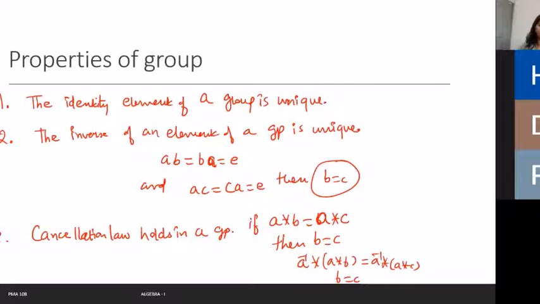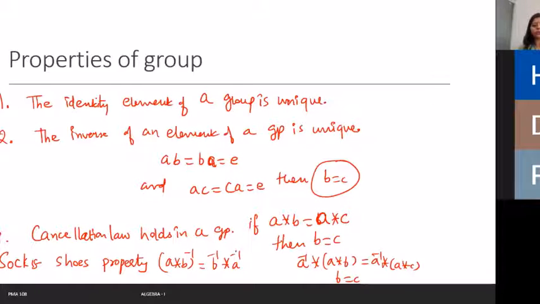And then we also have another property known as socks shoes property. So this is something हमने tutorial में question किया था, हमने ये property already उसमें use कर ली थी. So I told you कि I'll tell you in the lecture. So this is basically this, that if you have A star B and then you are taking the inverse, so this is B inverse star A inverse.